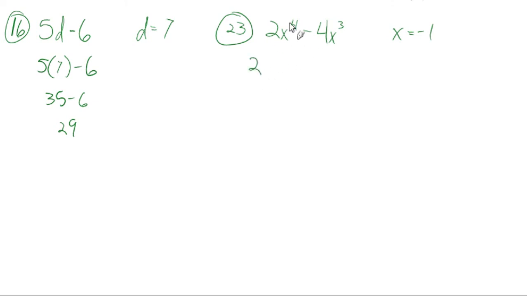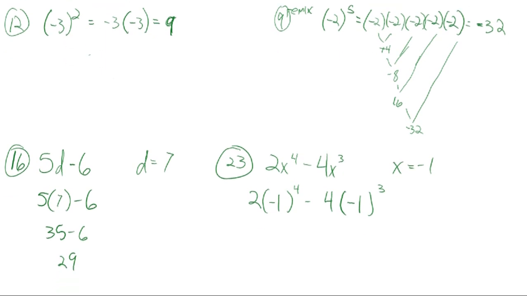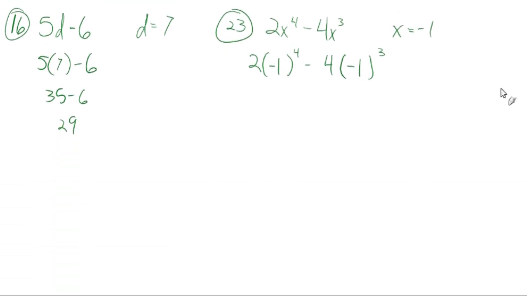2 times a number to the fourth, minus 4 times a number to the third. I like to just replace the variables with parentheses. So what is the variable going to become? It's going to be replaced by negative 1. We are going to take negative 1 to the 4th, like we talked about previously, and put it in parentheses. That number x is going to get taken to the 4th, and that number x is going to get taken to the 3rd power.